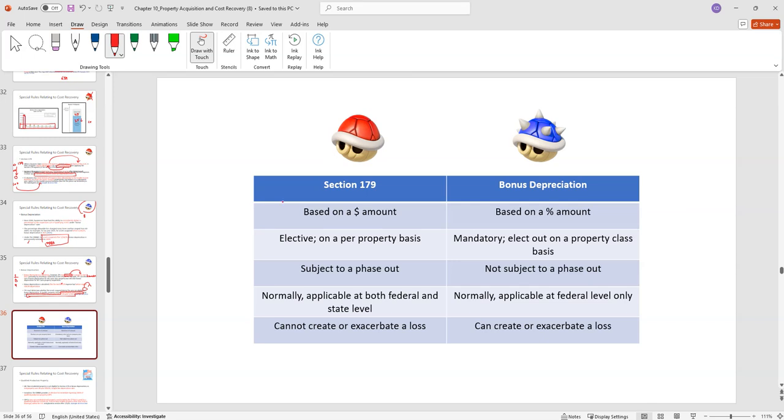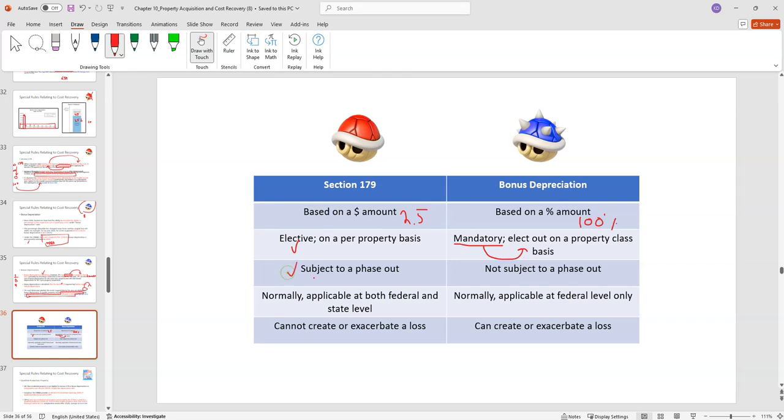But just kind of comparing the two, Section 179 is based on a dollar amount, right? You get up to 2.5 million, whereas bonus is a percentage, right? 100%. 179 is elective. You can pick and choose what you want to use it on, specific assets. Whereas bonus is mandatory, and if you want to opt out, it's kind of a broader opt out. You have to opt out on an entire property class, 5-year assets, 7-year assets.